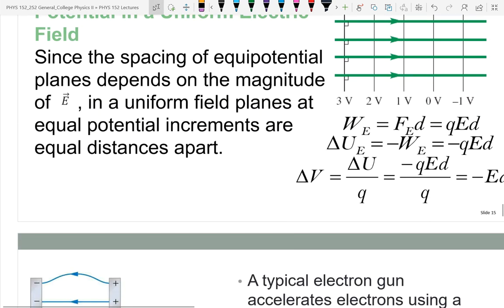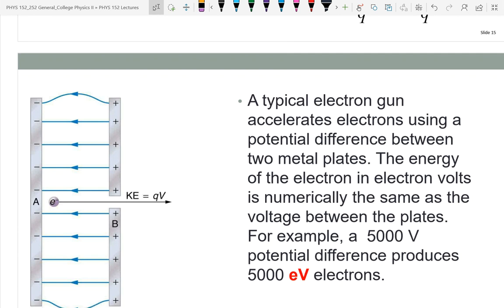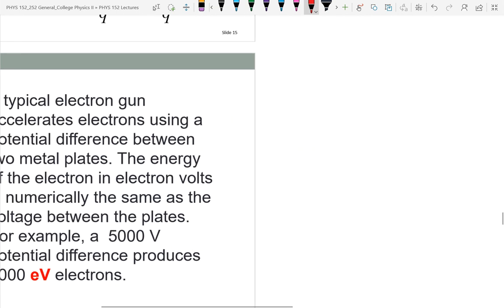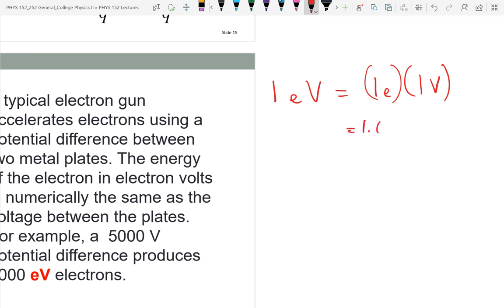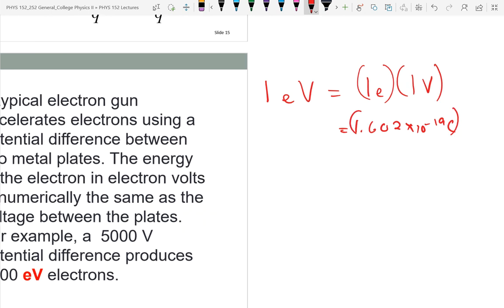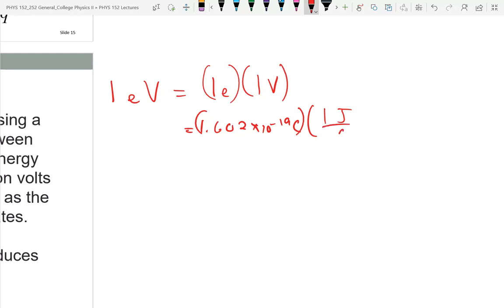I only have a minute. I am going to introduce a unit and then we'll go. That unit is a new unit for energy. It's called the electron volt. 1 electron volt is equal to 1 electron multiplied by 1 volt. Really complicated, right? So that's 1.602 times 10 to the minus 19 coulombs times 1 joule per coulomb is 1.602 times 10 to the minus 19 joules.